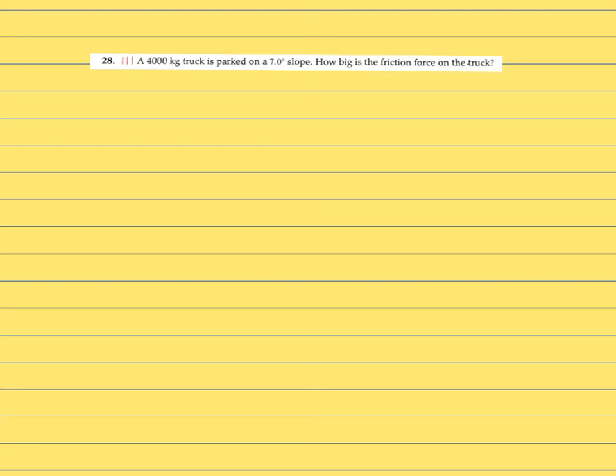All right, I'm going to really over-exaggerate this so we can get some perspective here. It's only a 7-degree slope, and I drew it way more than that. Truck parked on the hill, force gravity goes straight down to the center of the earth. We've been doing that. 4,000 kilograms, which is really 40,000 newtons. And I have a normal force that goes up like that, force normal.